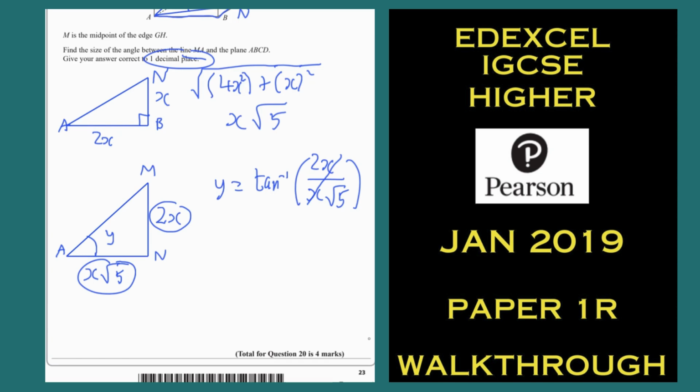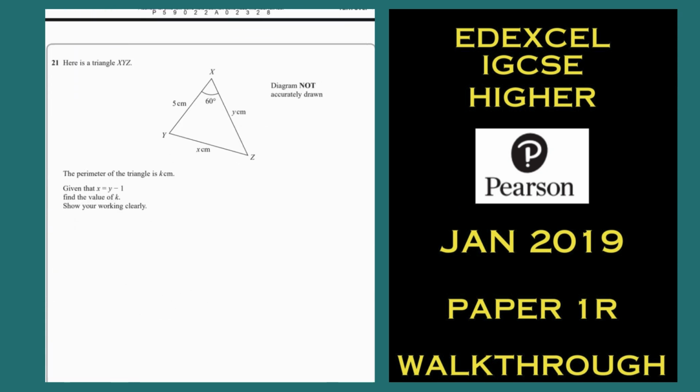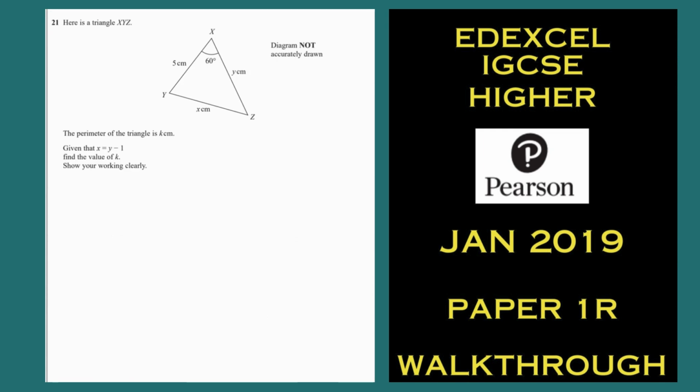It wants the answer to one decimal place. My calc said 41.810 and so on. So 1 dp, 41.8. Next. Number 21. Another one.